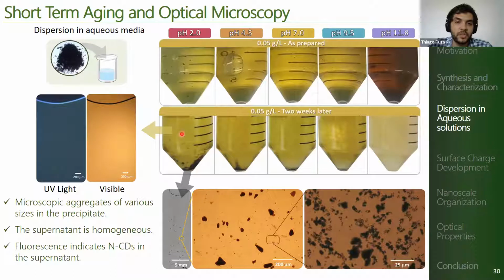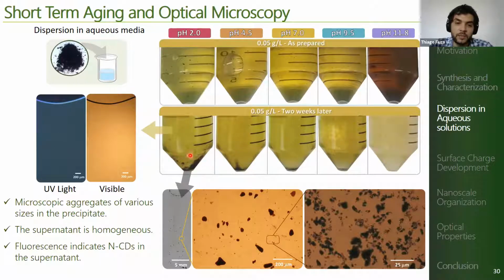We can see here that the supernatant of even the sample with the most amount of precipitate shows that we have a homogeneous dispersion. And we can actually know that we have CDs in the dispersion from the fact that this fluoresces under the UV light.